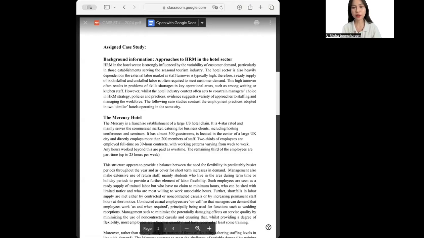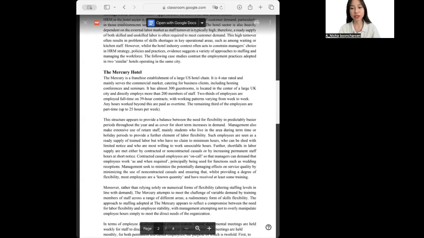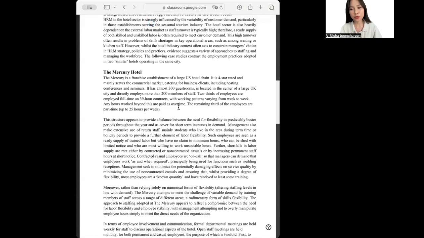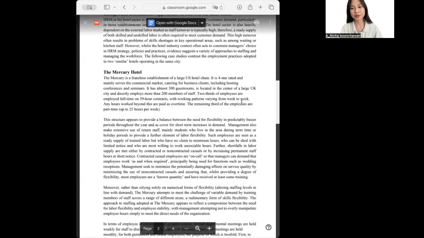And in this case study, we're going to compare two hotels. The first one is the Mercury Hotel over here. To sum up, the Mercury is better in many ways. The other one, the Luna Hotel, is not as good as the Mercury Hotel. If you read the first paragraph over here, the two are very similar. They're both 4-star rated and the rooms are nearly the same amount, not exactly the same, but nearly. Also, the number of staff is not that different.